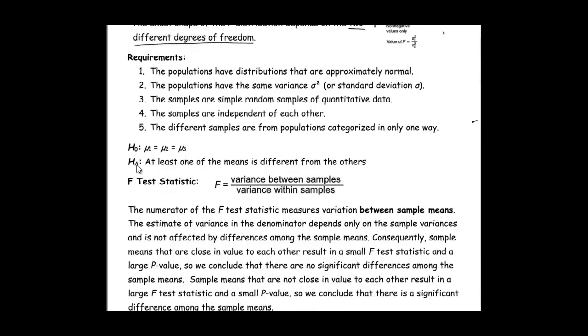Our H0 and our HA are again going to be a little bit different. This H0, our null hypothesis, is that the mean of the first population is going to be equal to the mean of the second population, of the third population, and onward. That's very similar to the null hypothesis that we had for, I believe it was goodness of fit. But there we were looking at the proportions. Our alternative is that at least one of the means is different from the others.